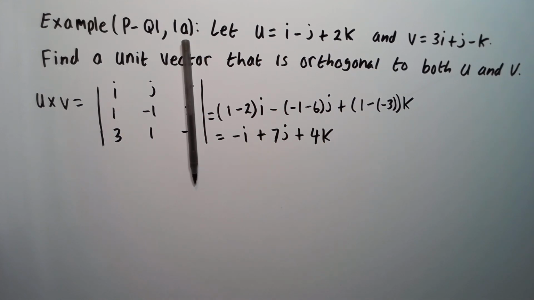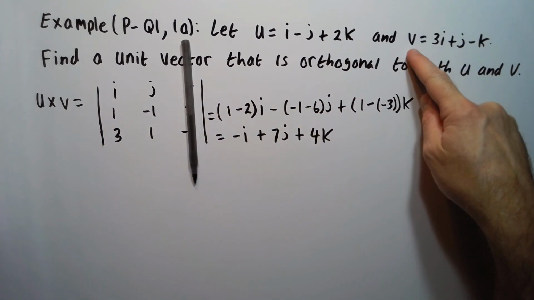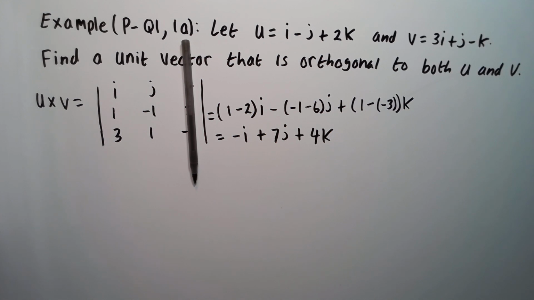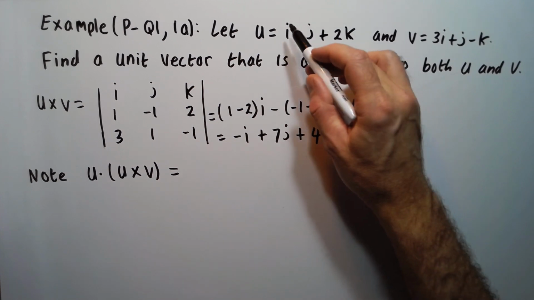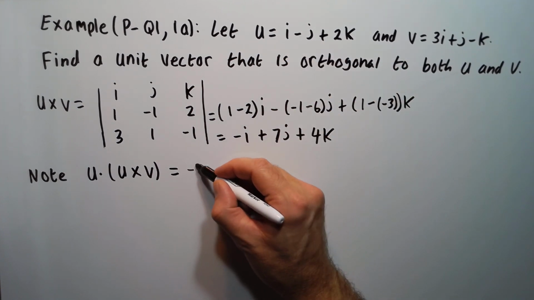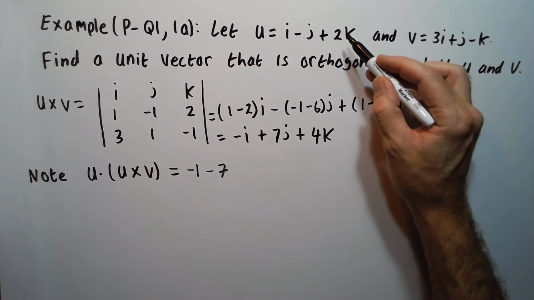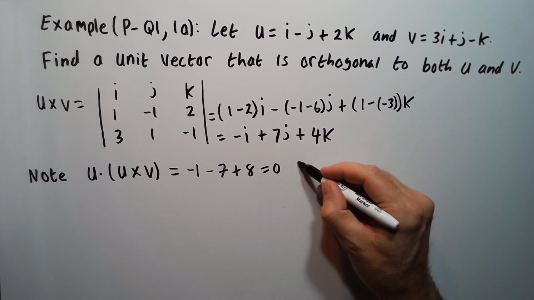Okay, so this is our cross product. To make sure we got it right, when I take u dot u cross v, it should be 0, and v dotted with u cross v should also be 0. So let's check that. My u dot u cross v is 1 times minus 1, so minus 1, then minus 1 times 7, so minus 7, then 2 times 4, so plus 8, which is 0, so check.